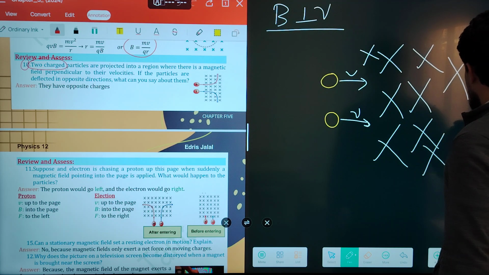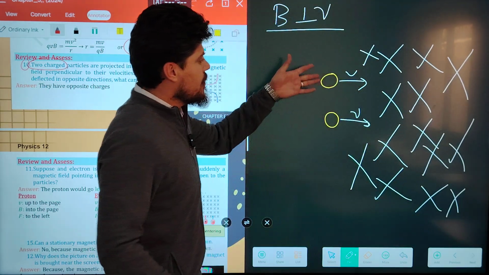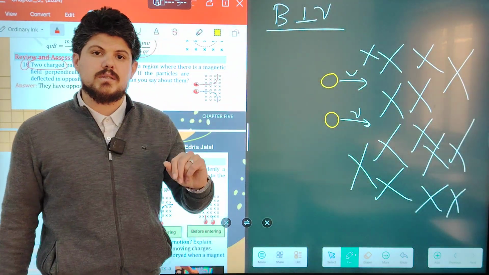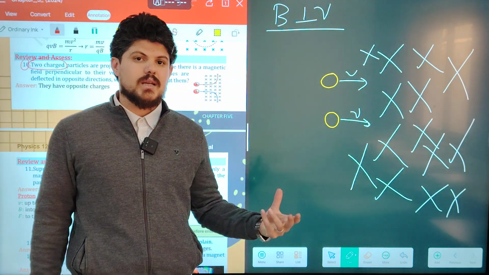Assume that the magnetic field is into the page. Guys, how many particles do we have? We have 2 particles. But I don't know which particle is positive and which particle is negative.